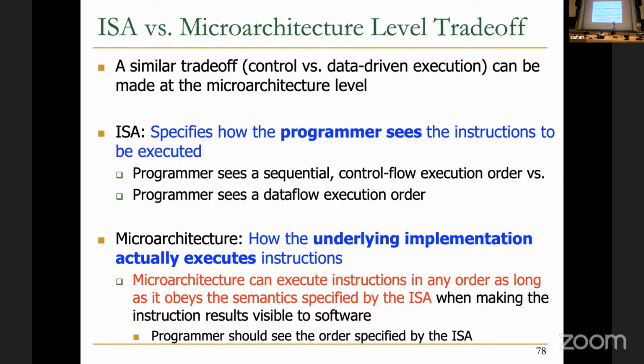So what does this mean? Basically, visible to the software means architectural state. If the programmer can inspect the architectural state, that architectural state should be modified only based on what the ISA specifies, the semantics of the instruction.